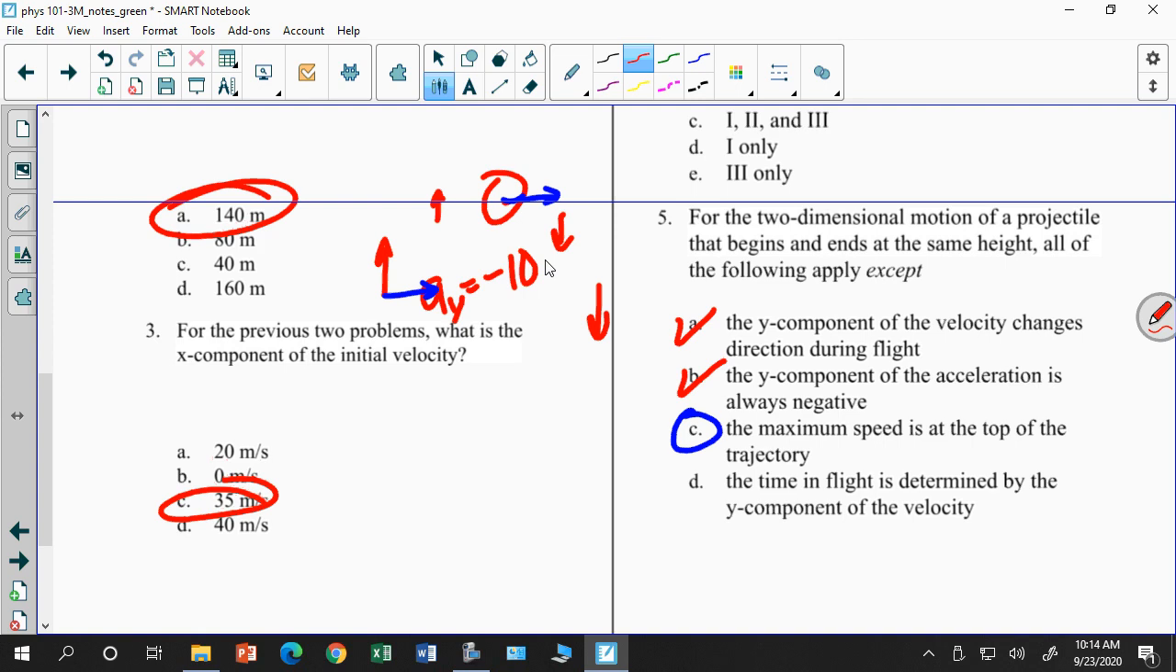And the time in flight is determined by the y component of the velocity. True? We know it is true now, but that is true, that the amount of time that you spend in the air is dependent upon the y component of your velocity. If your y component is bigger, that means it's going to go up farther and stay in the air for a longer amount of time. All right.